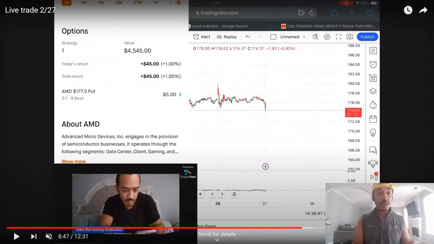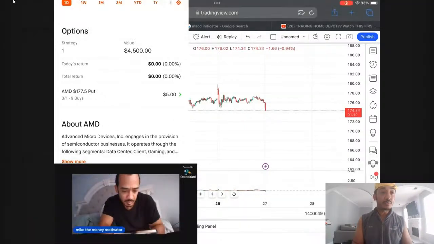So this is off of $4,500. This is showing you the candle. This is showing you the candle and the difference in price with it going up.